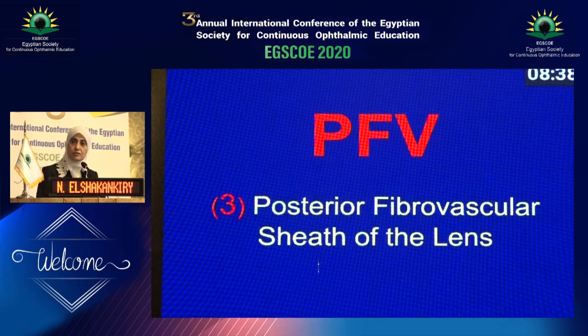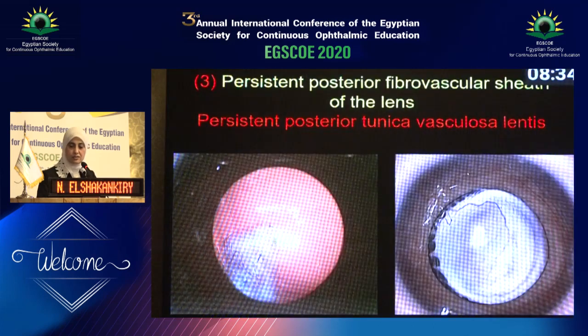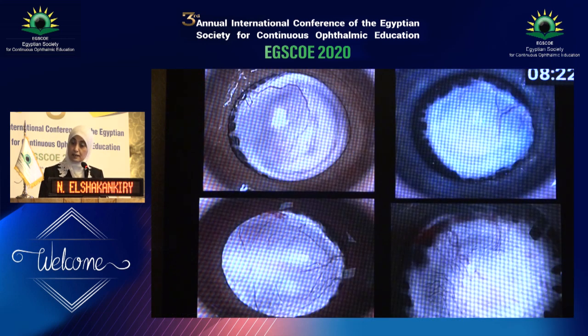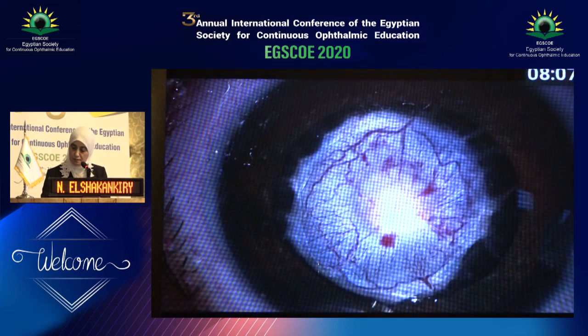The third type of persistent fetal vasculature is the posterior fibrovascular sheath of the lens. Usually it presents as a fibrovascular membrane related to the back surface of the lens. It may affect the lens sectorally like that, or may involve the whole posterior capsule. It's usually associated with a variable degree of prominence of the ciliary processes. It may be mild, moderate, or severe vascularization of the membrane.